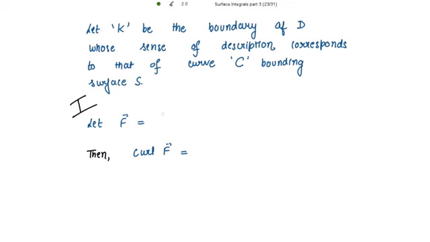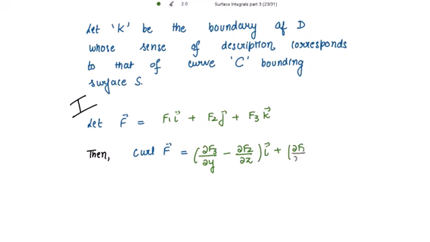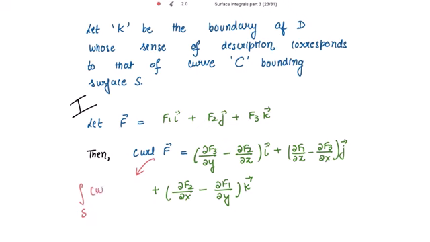For that, we take f vector to be f1 i vector plus f2 j vector plus f3 k vector, where f1, f2, f3 are the components of the vector f. Then what is curl of f vector? It is (partial derivative of f3 with respect to y minus partial derivative of f2 with respect to z) i, plus (partial derivative of f1 with respect to z minus partial derivative of f3 with respect to x) j, plus (partial derivative of f2 with respect to x minus partial derivative of f1 with respect to y) k. And now I need to take the surface integral of curl of f vector dot n vector dS in the next step, right?